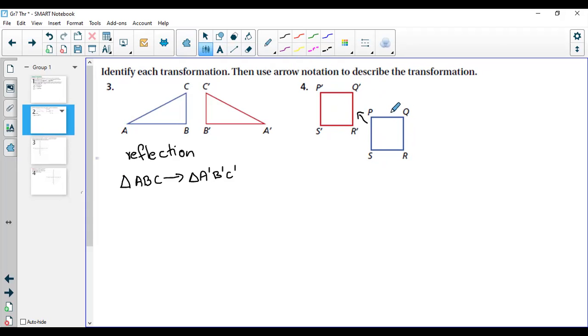So this is not a rotation. If it was a rotation, it would have been a complete turn. The P prime will come here, Q prime will come here. It's a complete turn. So there's not a complete turn. This is a translation. Sorry, yeah, it's a translation. Translation, so you need to use the arrow notation. PQRS has been transformed to P prime, Q prime, R prime, and S prime. So this is how you write the transformation.